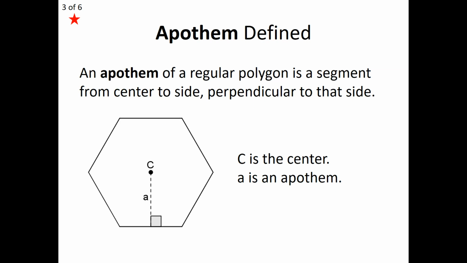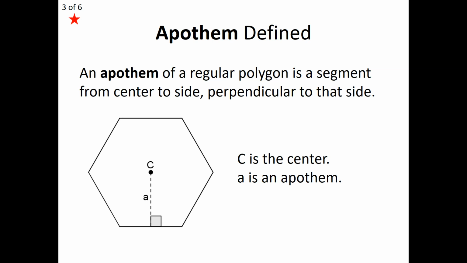Now, there's a second segment that we need to introduce with a regular polygon. Since the center point actually exists, we can produce a second segment from it. Instead of a segment going from the center to a vertex point, we can produce a segment that is perpendicular to a side.